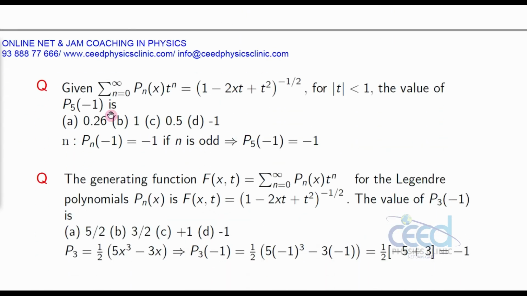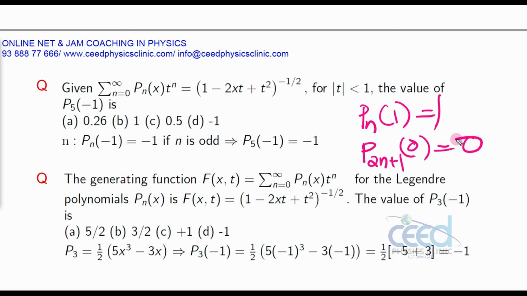Now we have another question. Given sigma n equal to 0 to infinity Pn of x t raised to n equals (1 minus 2xt plus t square) whole raised to minus 1 by 2, the value of P5 of minus 1 is, that you can directly write the answer. We have two results that you have to learn by heart. Pn of 1 is always 1, right? And P(2n+1) of 0 is always 0. And P(2n+1) of minus 1 is always minus 1.